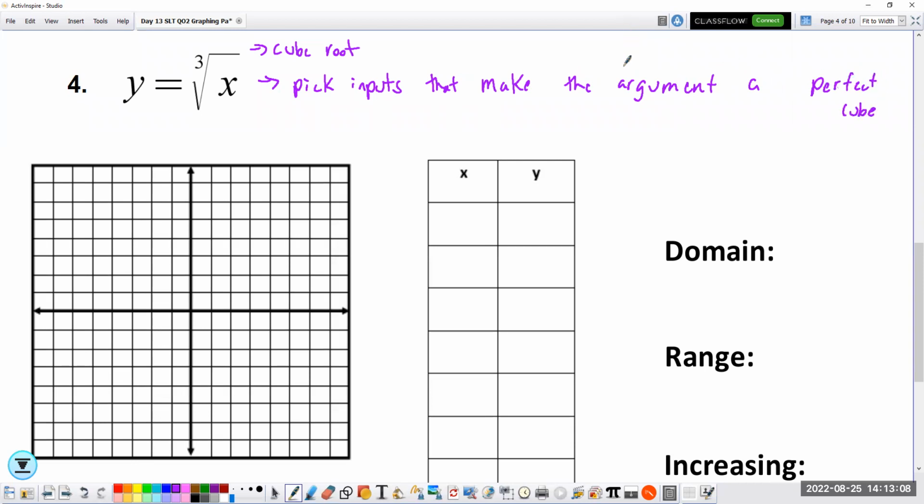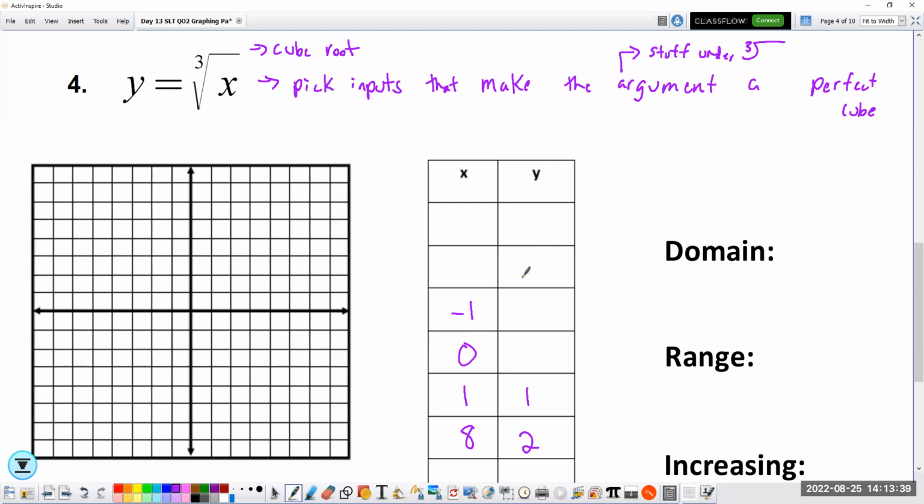So again, what's the argument? The argument is everything under the cube root. So we want to pick anything that makes this value a perfect cube. So I'm going to pick 0, because that's easy, -1 and +1. So I'm kind of working backwards. What's 2 times 2 times 2? 8. So the cube root of 8 will be 2.